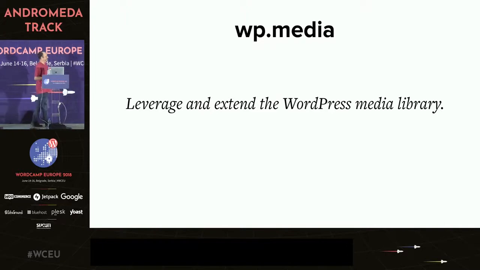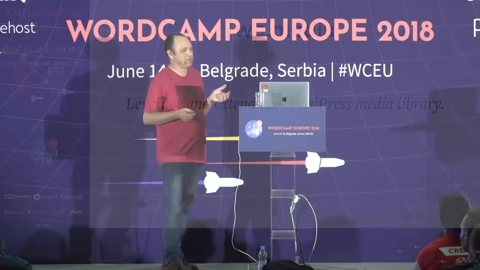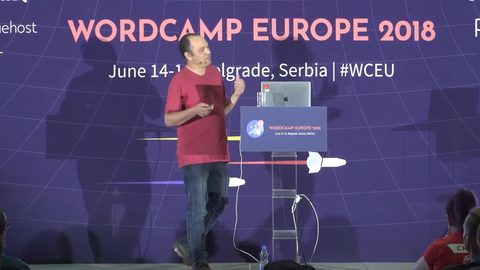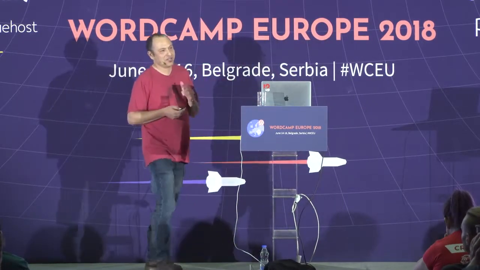wp.media. So this is one you're probably a little bit familiar with. This is what we use to extend the media library and leverage the media library in WordPress. In your JavaScript application, you could use this to allow people to insert from the media, but you can also customize the media editor. It's quite complex, wp.media, so there's a lot of different parts of it when you look through it. There's many views, many models, and it can be quite confusing to decipher where to start extending it.